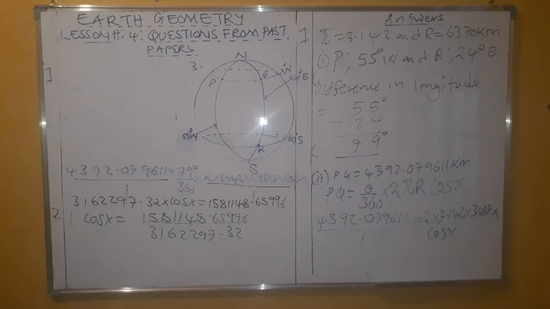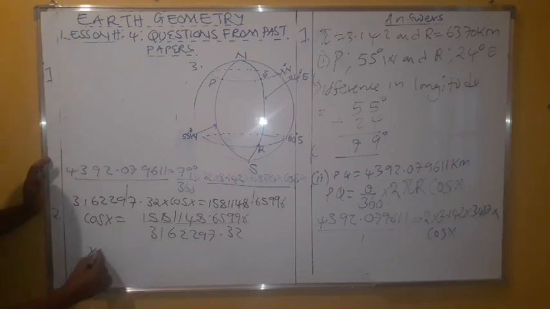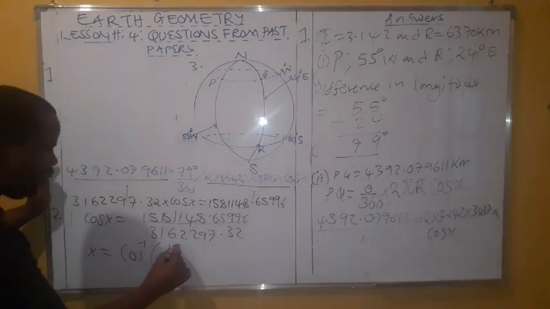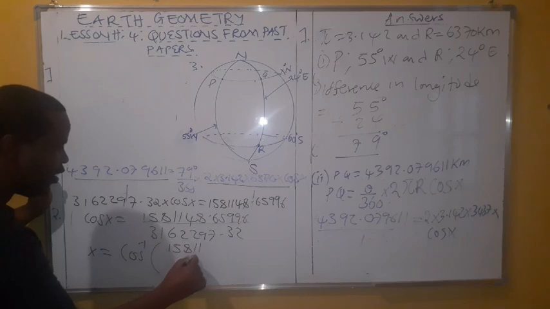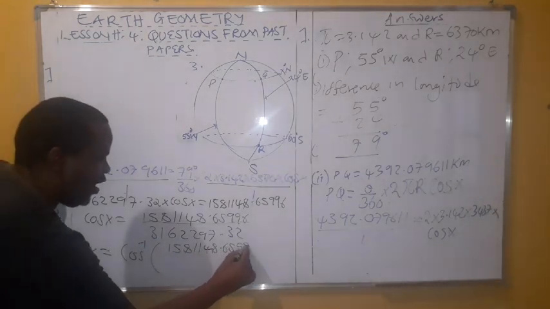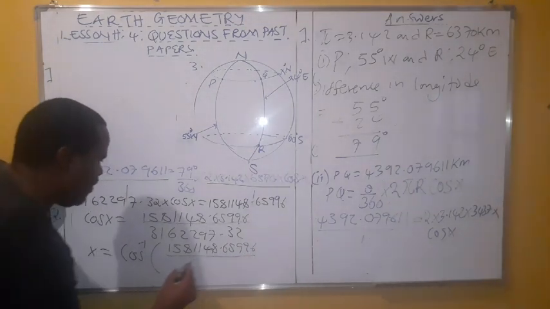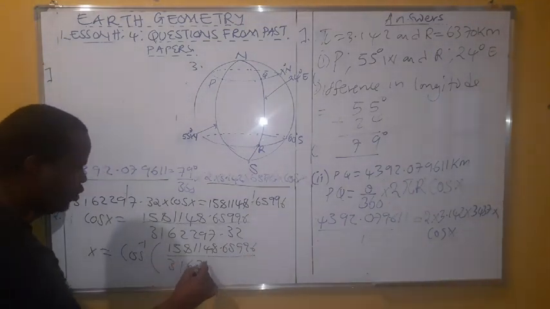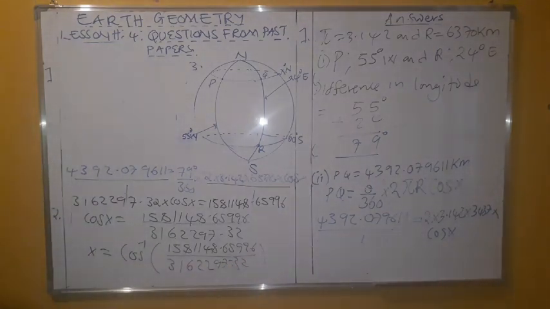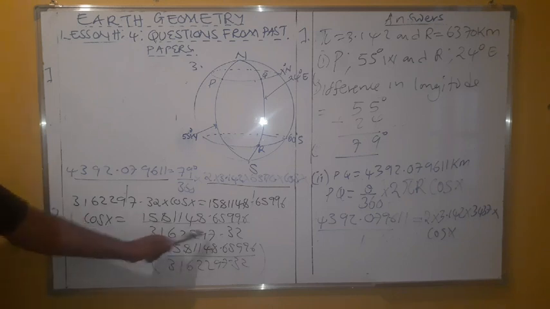Okay. Actually, if you want to find x here, instead of getting the answer, you can go straight and say x is equal to the cos inverse of this 158.65996 divided by 316297.32. Now the question is, why have we introduced a cos? Because we want to remain with x. You can't divide by cos, it will be cos inverse.